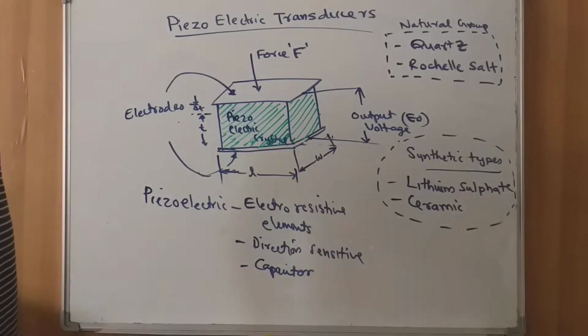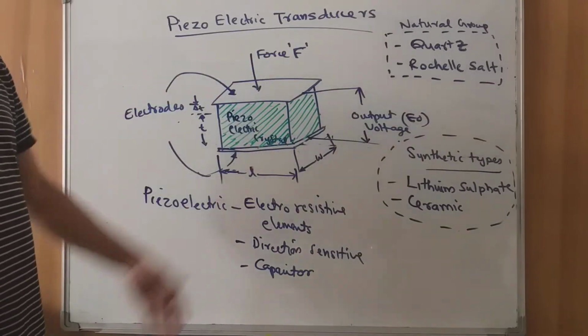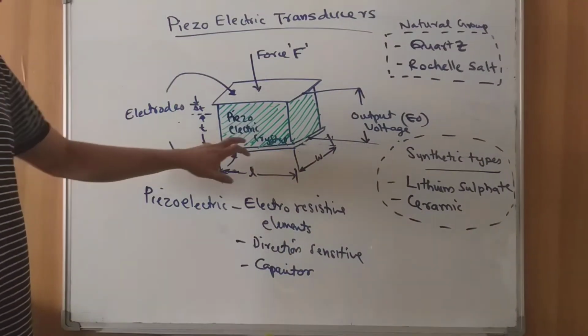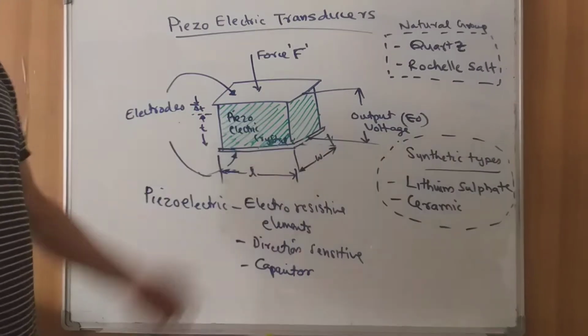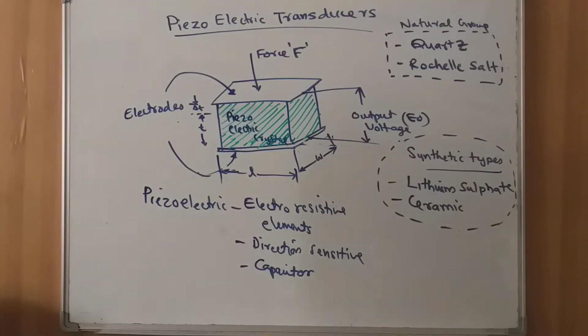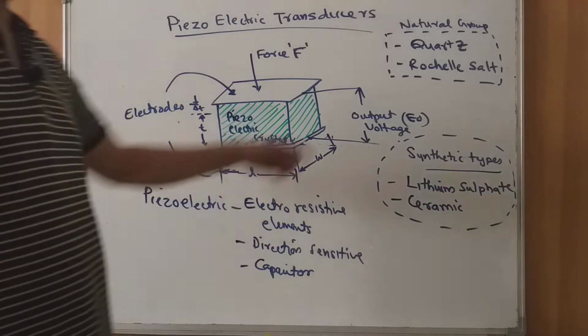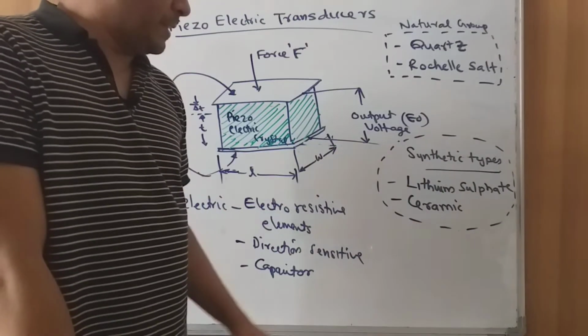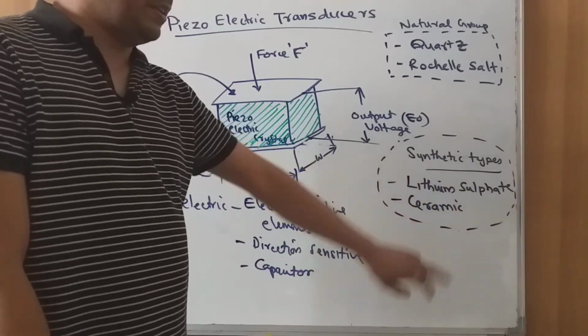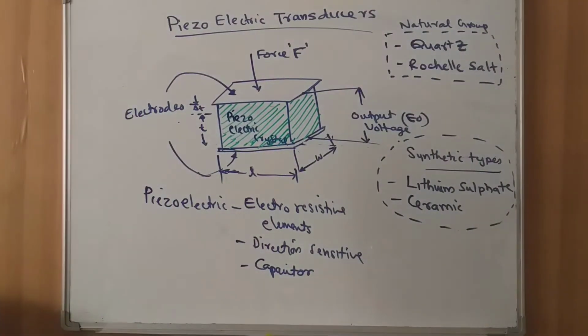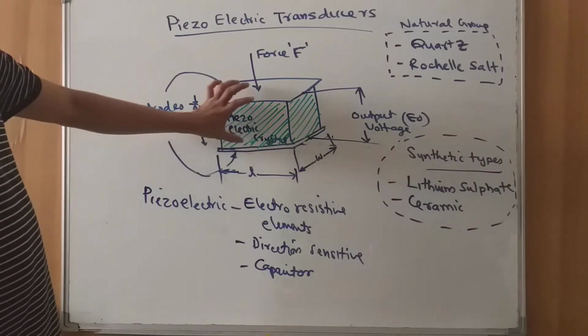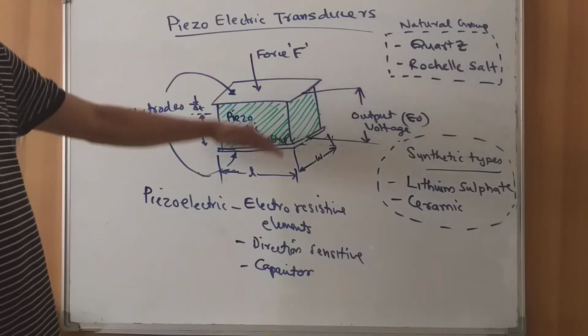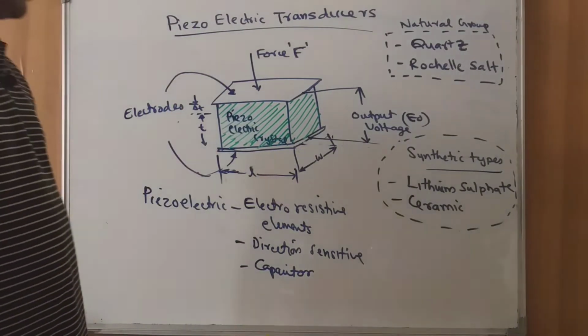So the picture indicates two metallic plates that are separated by a piezoelectric crystal. This piezoelectric crystal is made up of either naturally available piezoelectric materials such as quartz or Rochelle salt, or synthetic types like lithium sulfate, ceramics and many other synthetic or artificial piezoelectric materials. So there are two plates, the top metallic plate and the bottom metallic plate, and in between you will find a piezoelectric transducer.